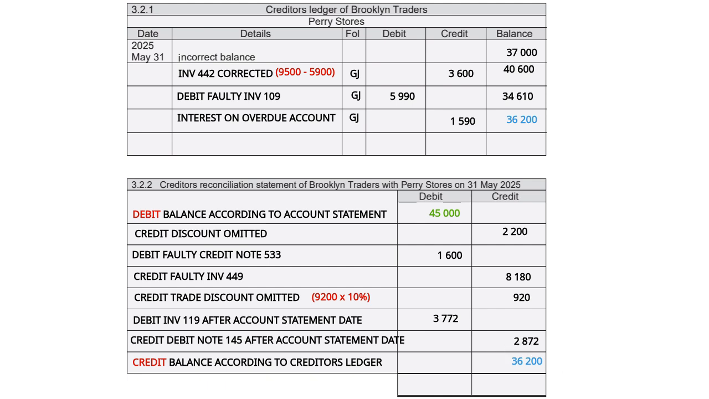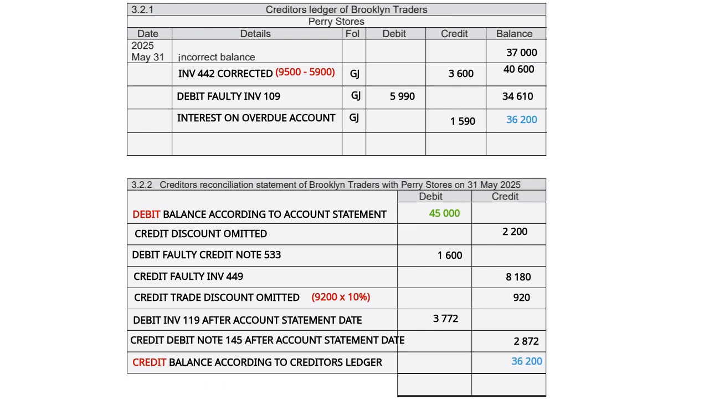So it's just those 2 entries, the invoice of 119 and the debit note of 145 that we did not enter, which we must now quickly record. Now that we've put all the additional information into our 2 answer sheets, which was the creditors ledger and the creditors reconciliation statement, the last step is to add up our debit and credit column of our creditors reconciliation statement to make sure that they are in balance.